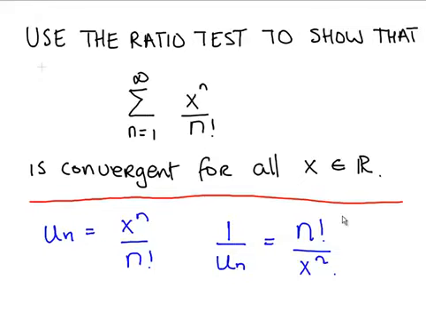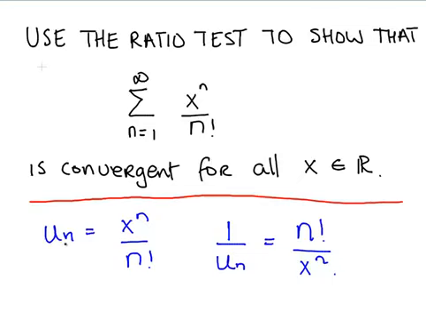In this question we're going to use the ratio test to show that the sum from n equals 1 to infinity of this expression, x to the power of n over n factorial, is convergent for all values of x that are elements of the real numbers. So essentially all real numbers.